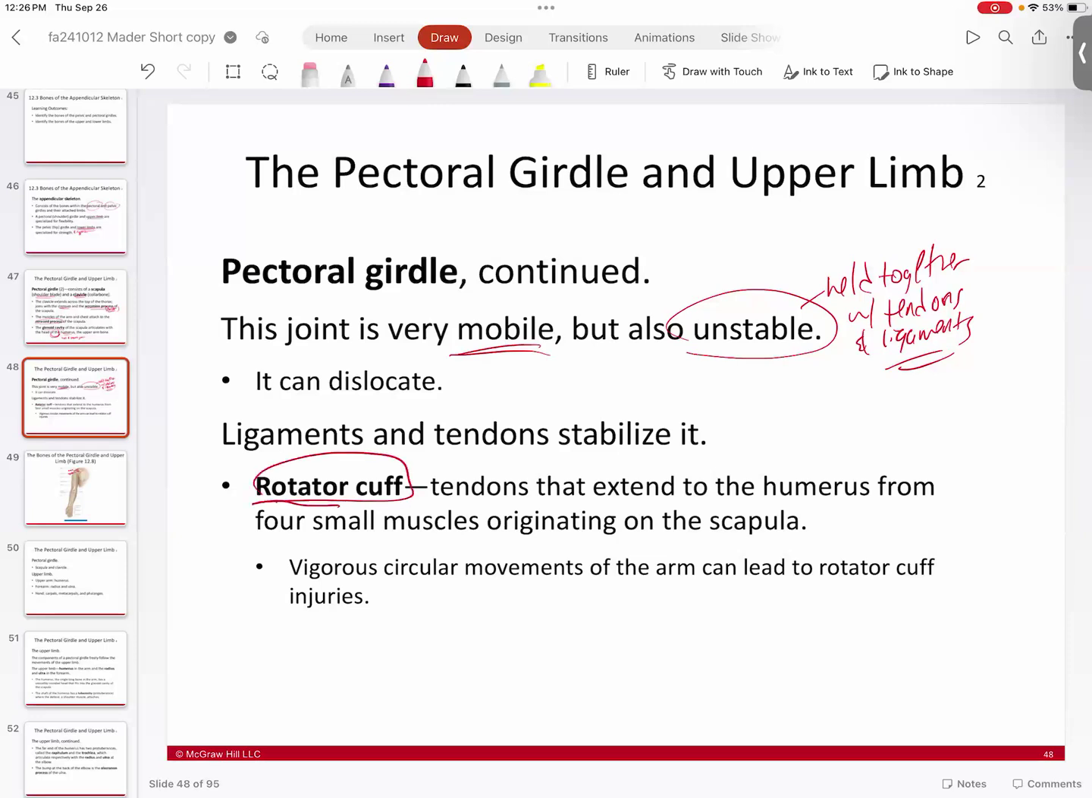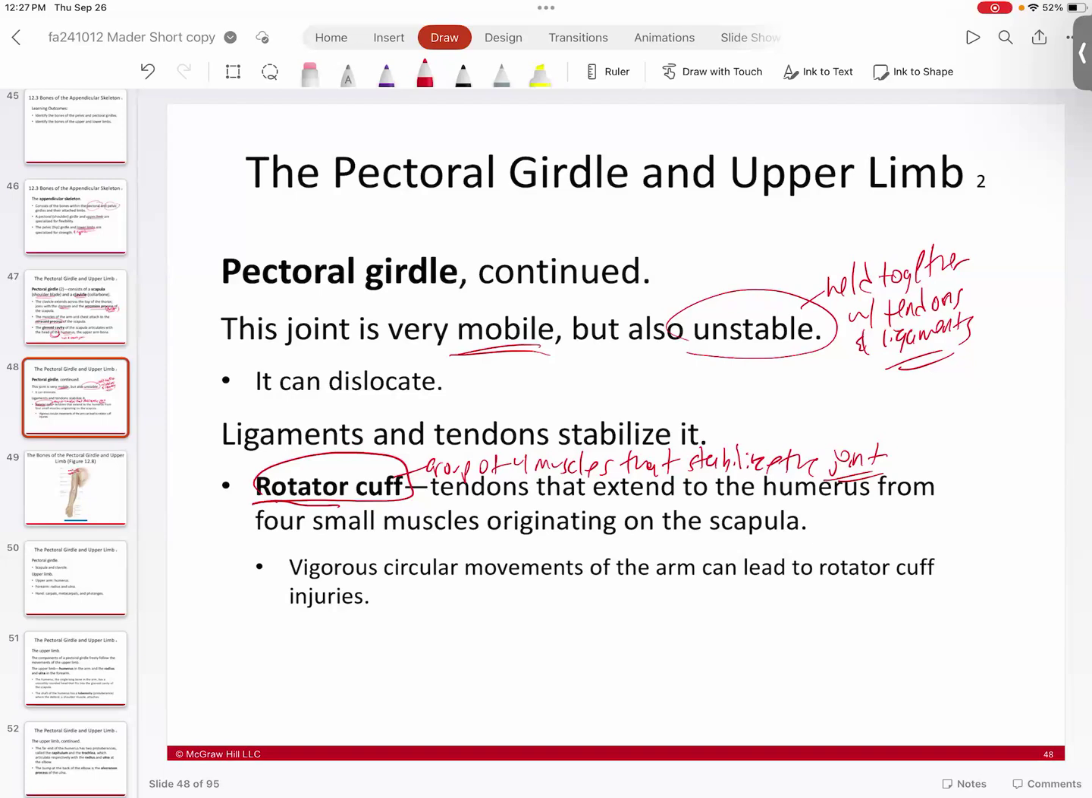We have a group of muscles called the rotator cuff. So these are muscles. There's a group of 4 muscles that stabilize the joint. And we call those collectively the rotator cuff. And so the tendons of these muscles will help to stabilize and keep your shoulder from dislocating. And so they'll hold that humerus inside that glenoid cavity.